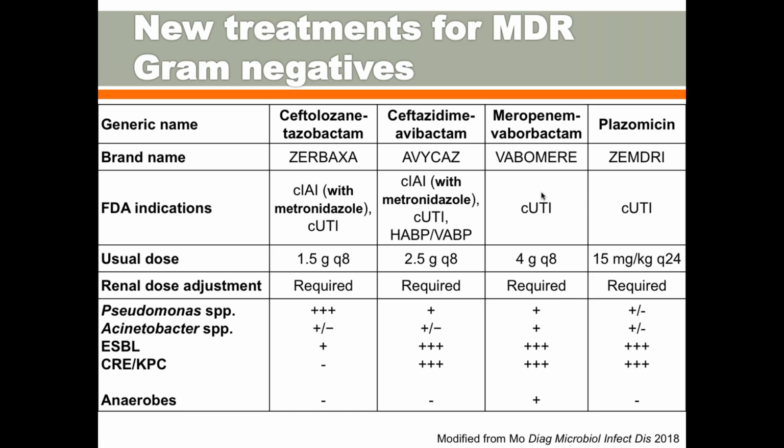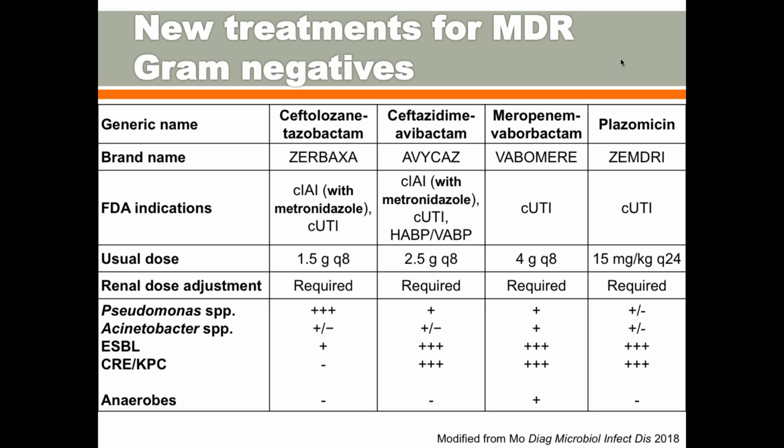I'll spend a little bit of time on this slide here, some of the new treatments for drug-resistant gram-negatives: ceftolozane-tazobactam, or Zerbaxa; ceftazidime-avibactam, or Avycaz; meropenem-vaborbactam, or Vabomere; and plazomicin, or Zemdri. As far as FDA indications go, they all carry an FDA indication for complicated UTIs. Zerbaxa and Avycaz both carry an indication for complicated intra-abdominal infections, though this has to be given with metronidazole because they do not have anaerobic coverage. Avycaz also has the added benefit of being FDA approved for hospital-acquired and ventilator-associated bacterial pneumonia.